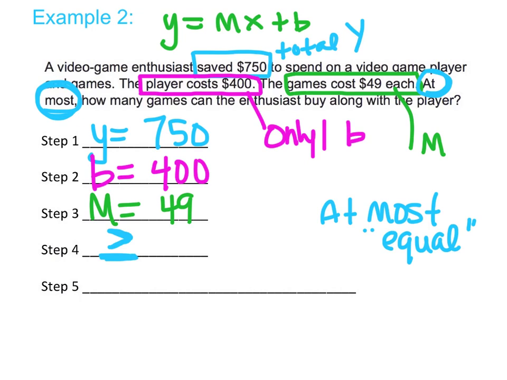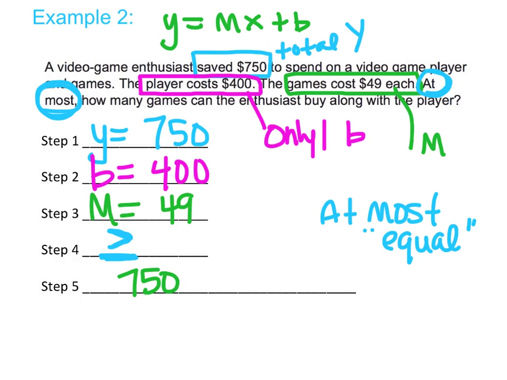Final step is put it all together as an equation. We've already labeled these. I've got the y, I have the b, I have the m, and now I know the symbol that's going to be used instead of equals. Y is going to go first.